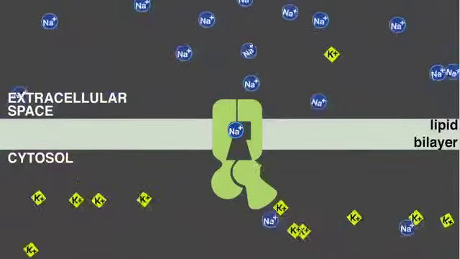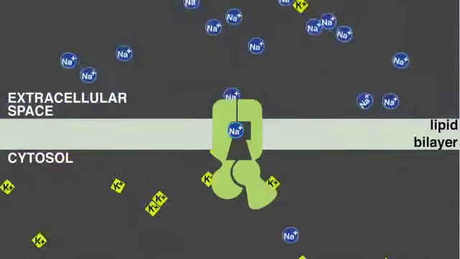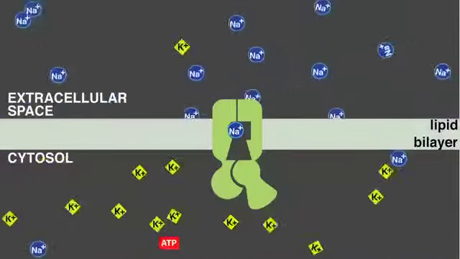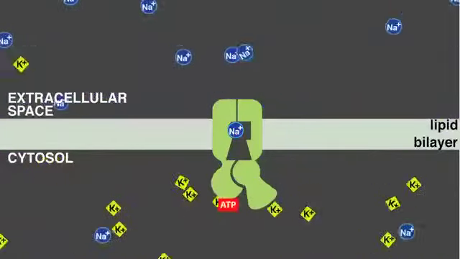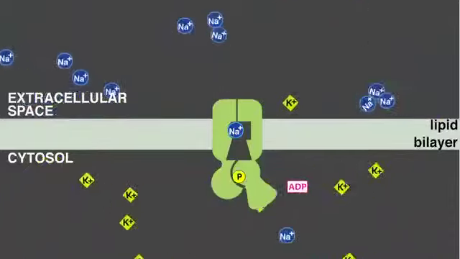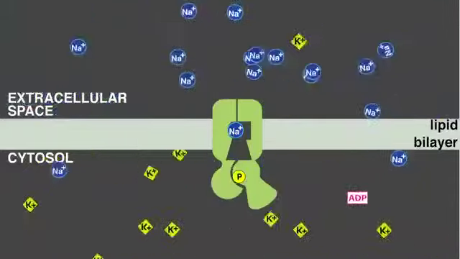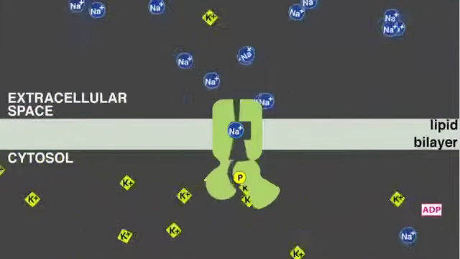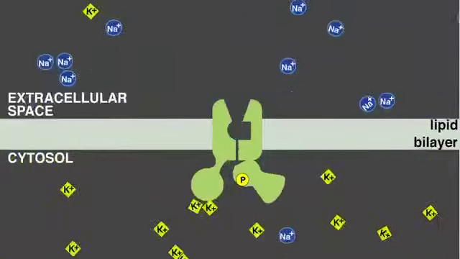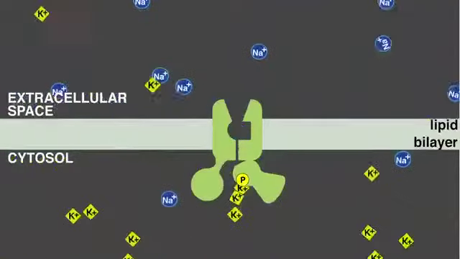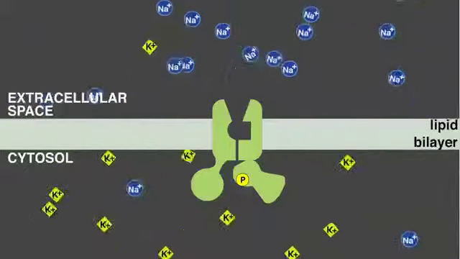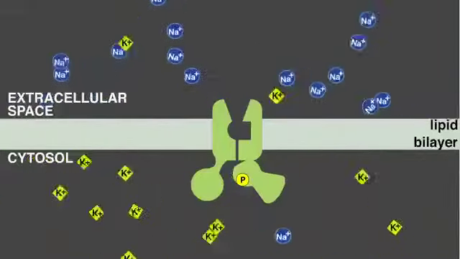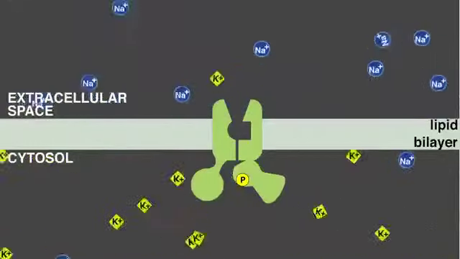Pumping sodium against its concentration gradient requires energy, which is provided by cleaving ATP. ATP transfers a phosphate group to the pump in a high-energy linkage. Phosphorylation causes a dramatic change in the pump's conformation, so that the sodium ions become exposed and released outside of the cell. This action also exposes binding sites for potassium ions in the pump.